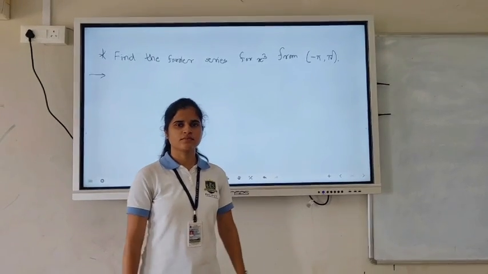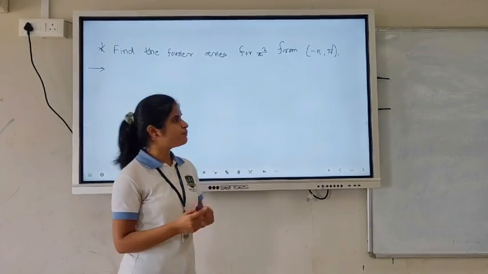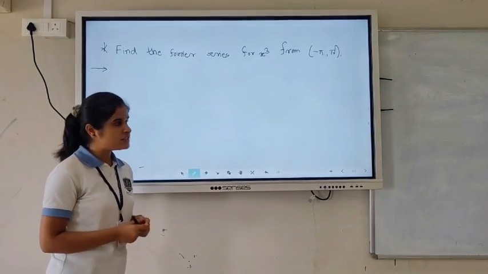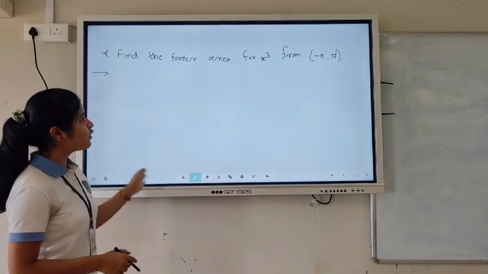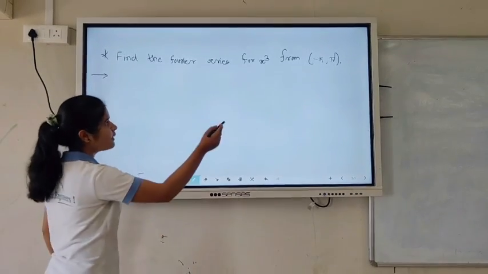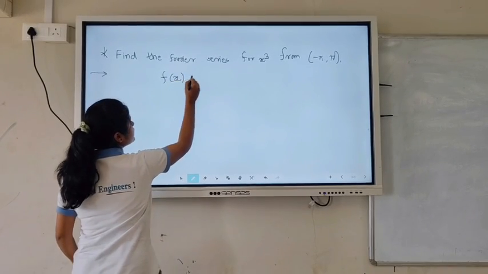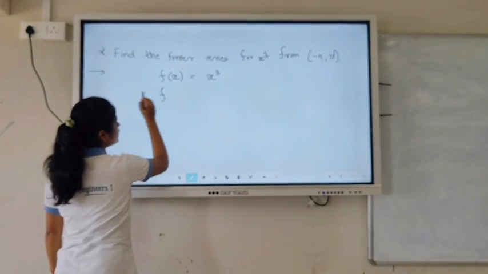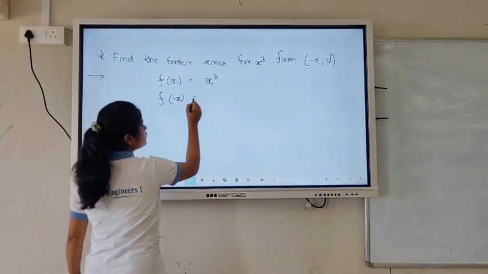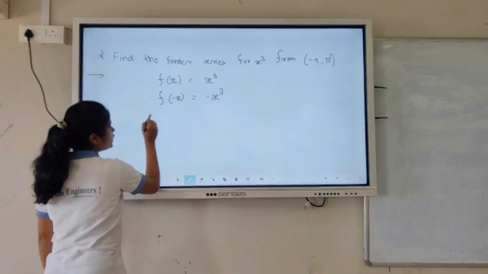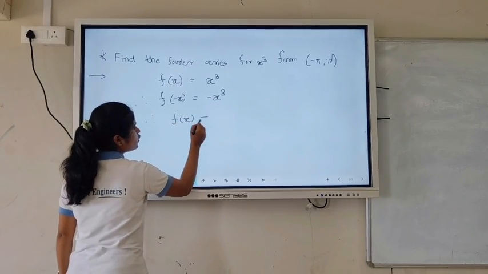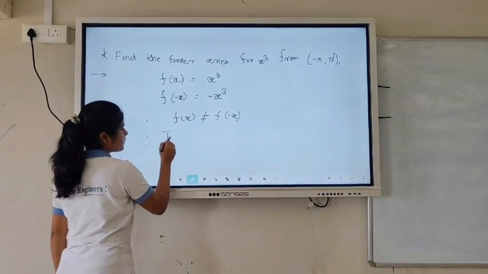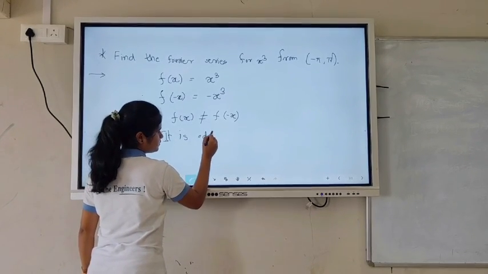In the previous session, we already saw the Fourier series for even function. Now we see the Fourier series for the odd function. So this is our question. Find the Fourier series for x cube from minus pi to pi. So here f(x) is equal to x cube. Put minus x in place of x. So therefore f(minus x) is equal to minus x cube. So here f(x) is not equal to f(minus x), as you can see here. So therefore it is an odd function.